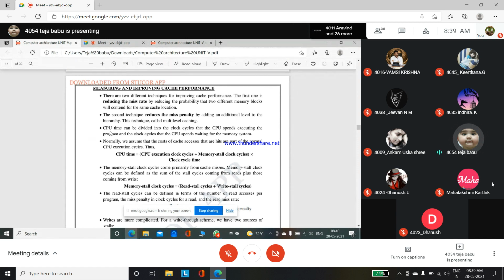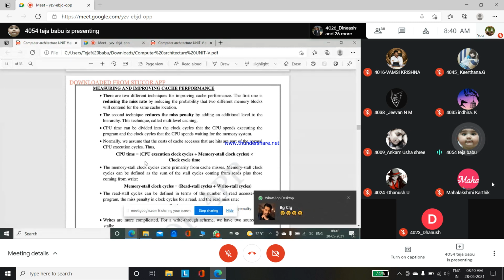So let's go to the third point. CPU time can be divided into clock cycles. Here, the CPU performs two different actions at a time. What operations does the CPU do? The CPU spends clock cycles executing the program, and clock cycles waiting for the memory system. One is executing the program, another is waiting for the memory system.